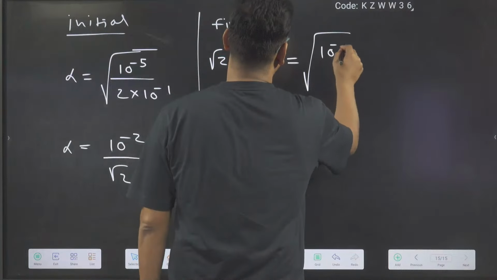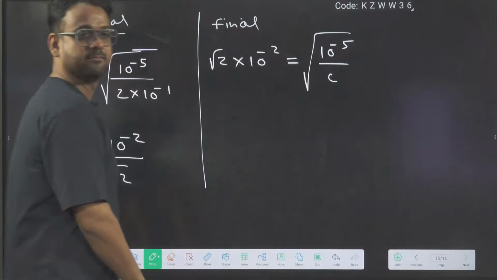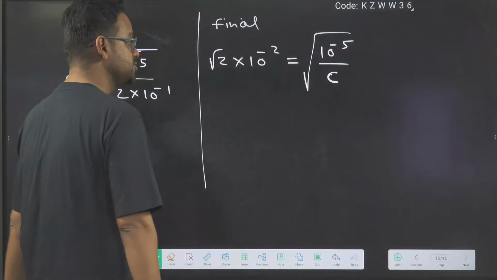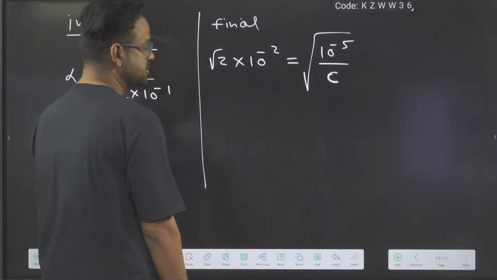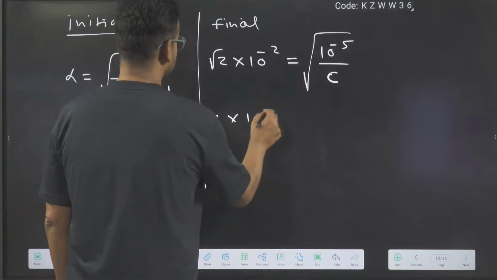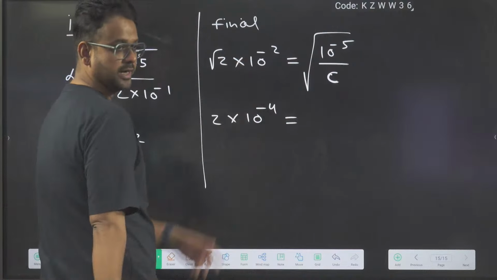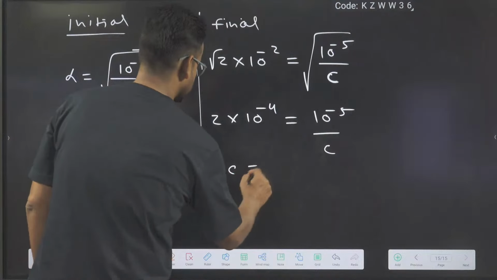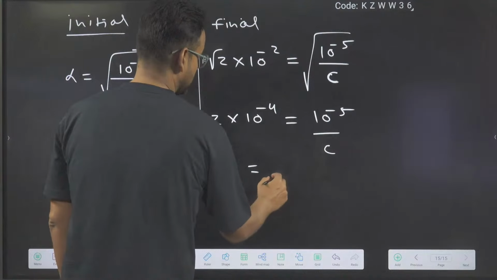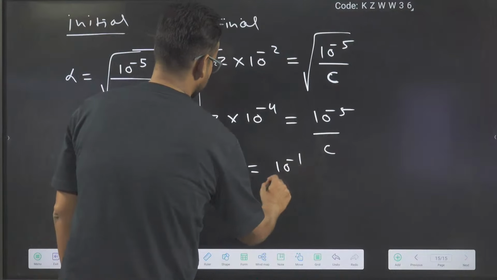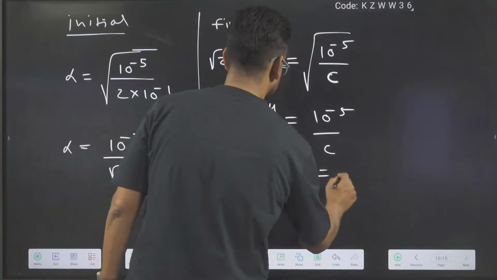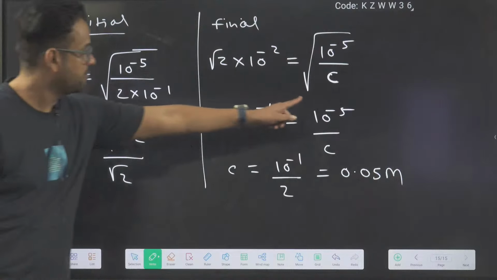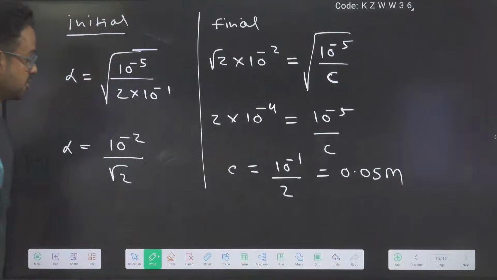And you know K is an equilibrium constant, so Ka will remain the same. That's not going to change. Now if you square it on both sides, you get 2 into 10 to the power minus 4 equals 10 to the power minus 5 by C. So C is equal to 10 to the power minus 1 by 2, that is 0.05 molar.